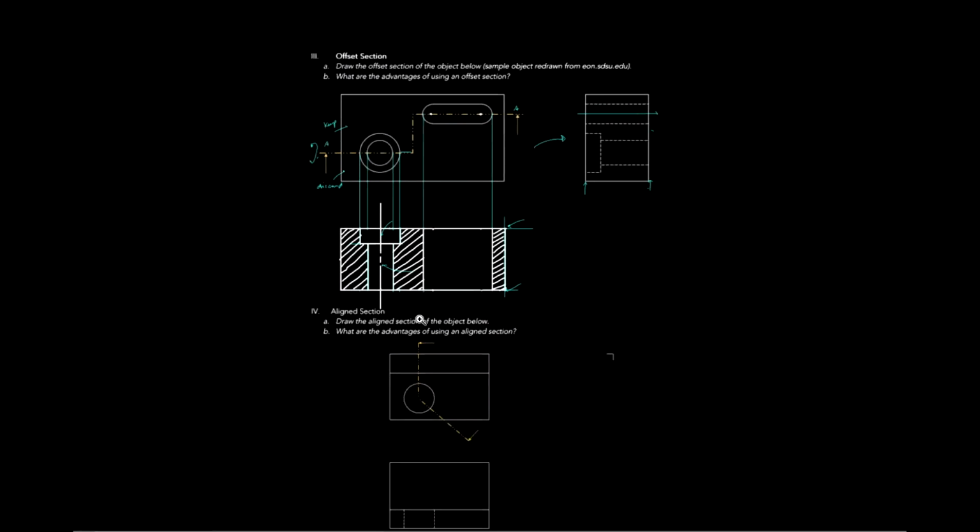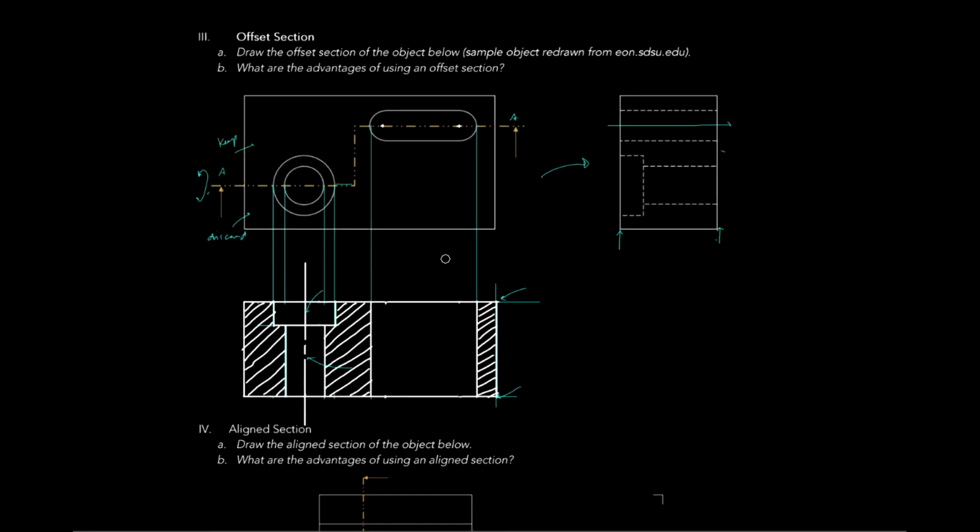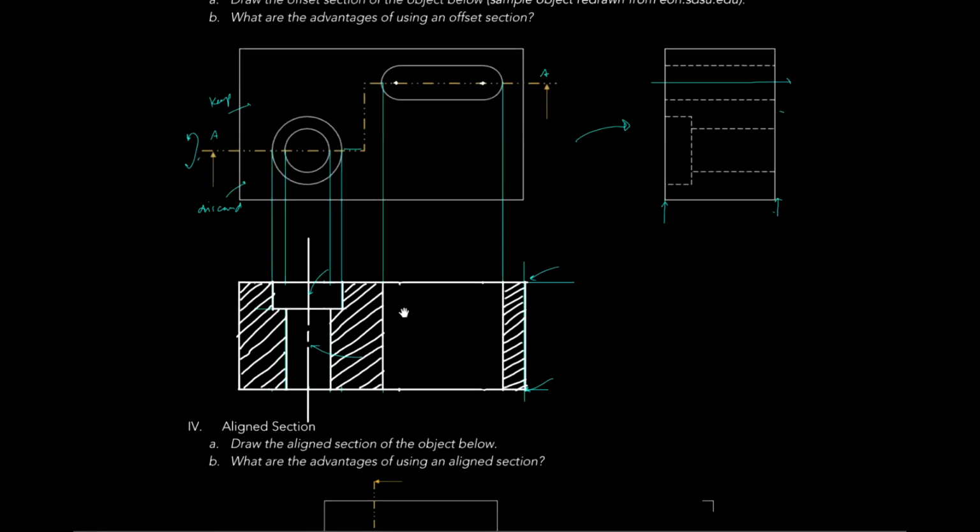Okay? So yan yung offset section, no? So again, ang goal ng offset section is whenever there is no one cutting plane that can show you the internal features of multiple portions of the object, then you have to do an offset cutting plane para lang maipakita yung internal features na yun. Okay? And take note, again, yung kung saan nag-offset yung cutting plane, hindi natin siya ipapakita dito. So we'll just show it as if isang object siya. Okay? Or isang solid portion siya ng object.